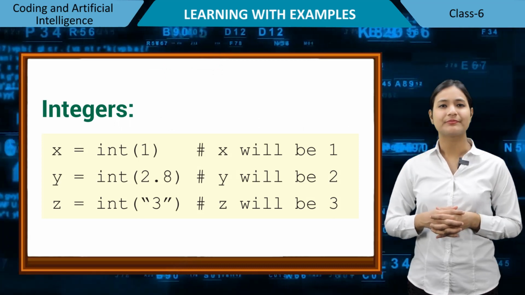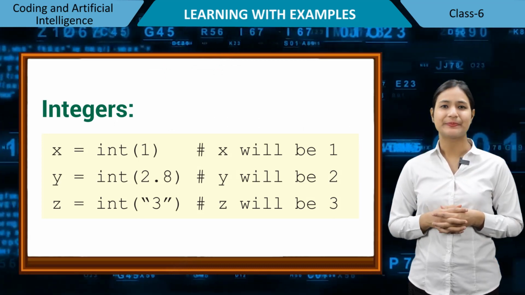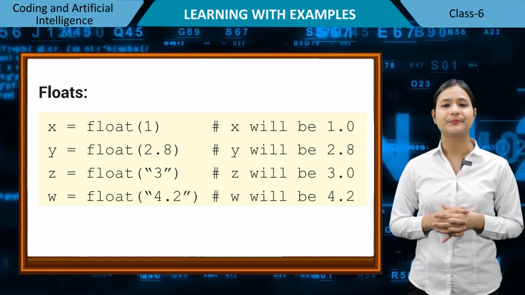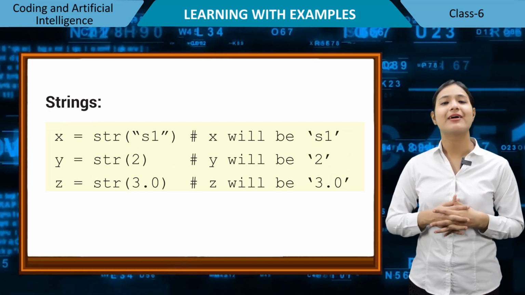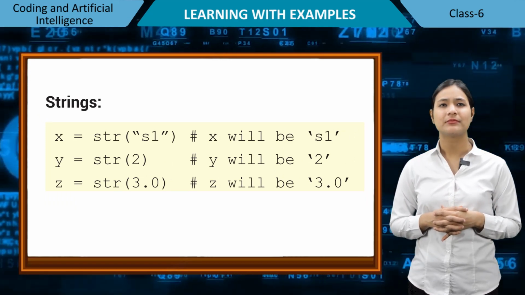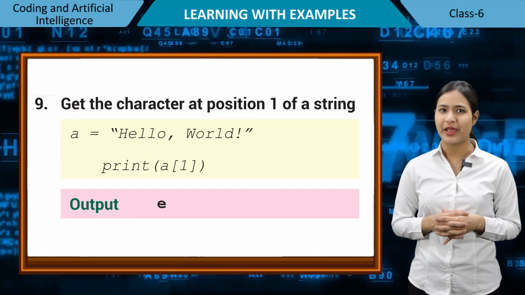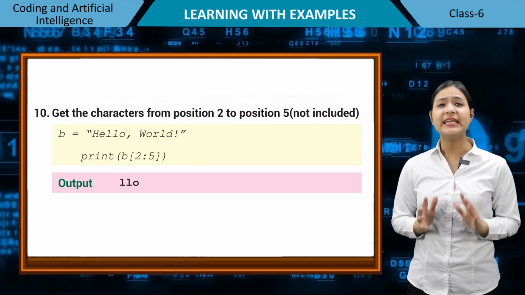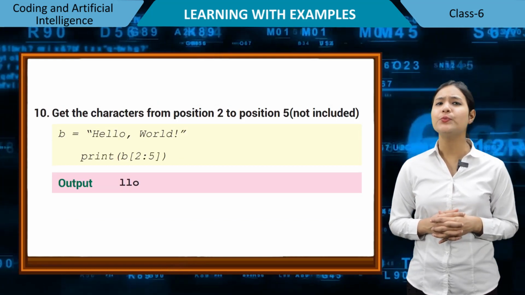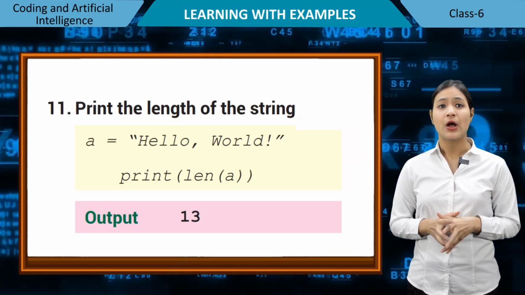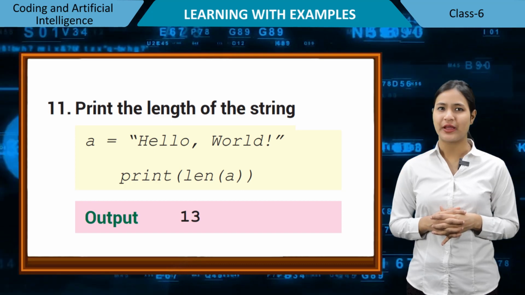Example 1: integers. Example 2: floats. Example 3: strings. Ninth, get the character at position 1 of a string. Tenth, get the characters from position 2 to position 5, not included. Eleventh, print the length of the string.